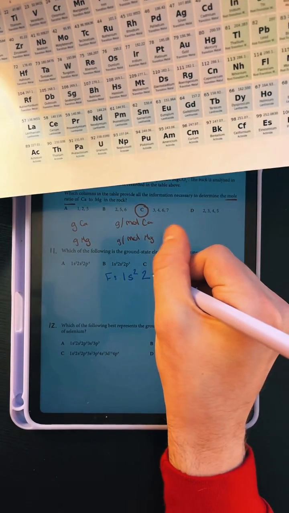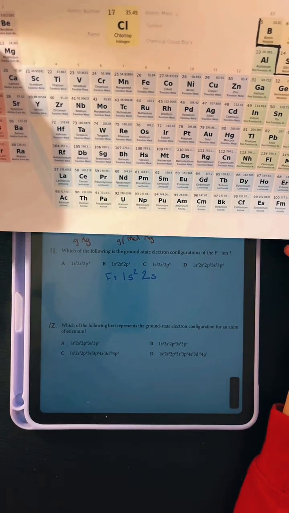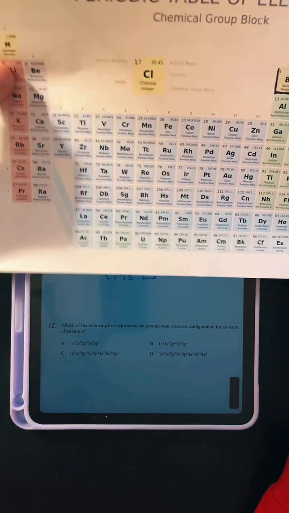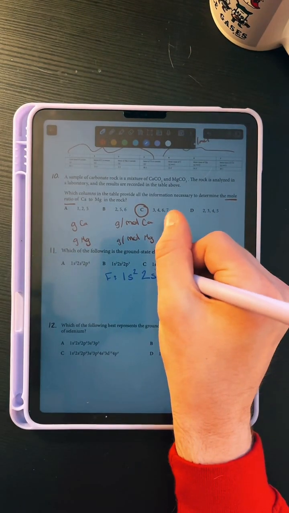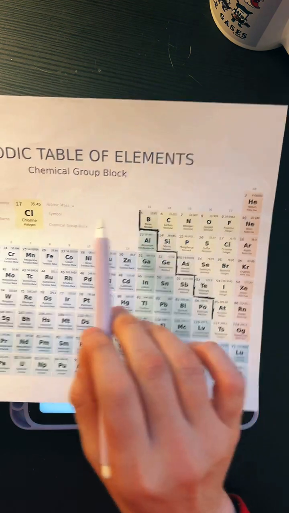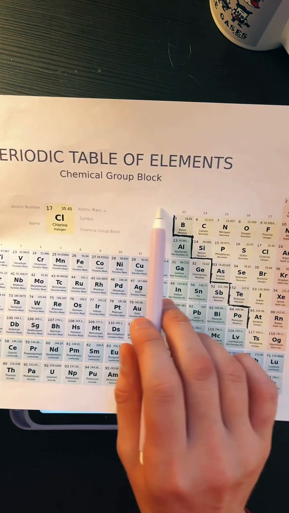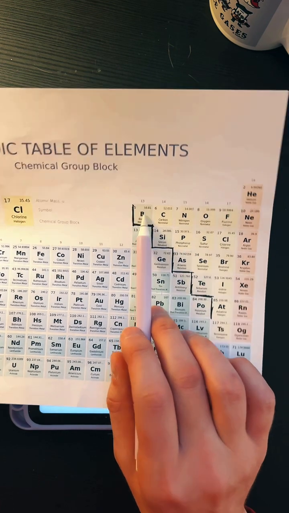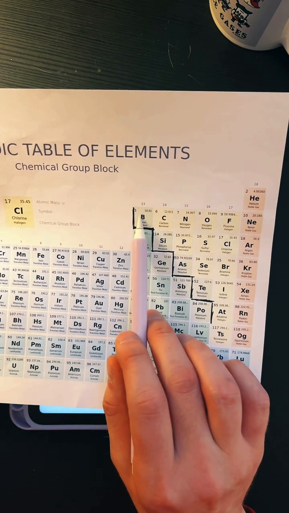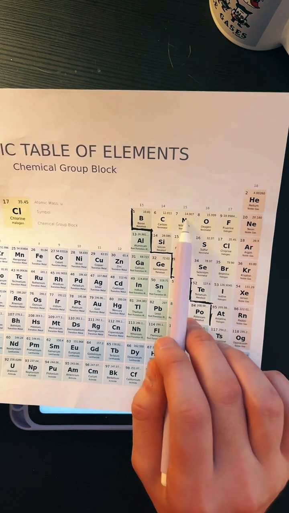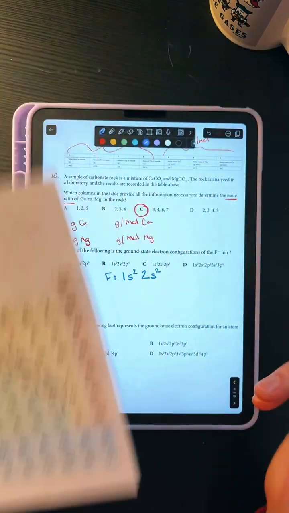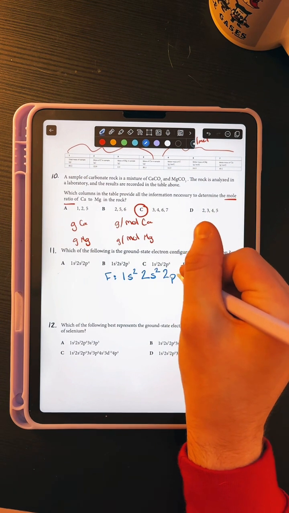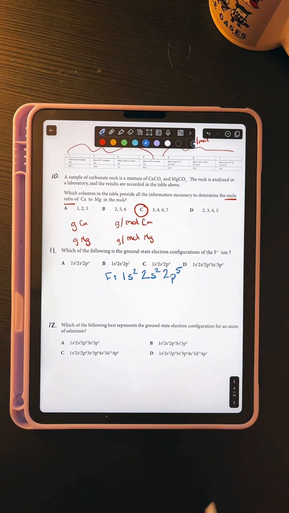Whoa, what happened to my screen? 2s, and we hopped over 2 electrons, so 2s2. I'm going to take that away just for a moment. Let my screen go. Then we're still in the second row, going all the way over. We're in the P block, so 2p, and we go 1, 2, 3, 4, 5. So we're in 2p5. So we have 1s2, 2s2, 2p5.